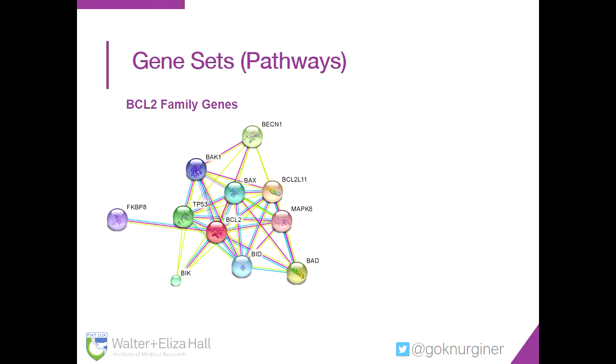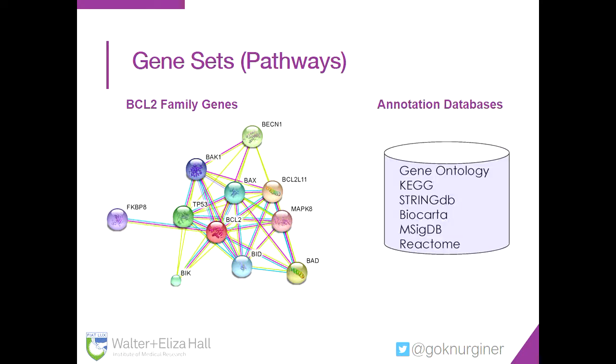So let's say BCL2, which is the center gene. People were just interested in that gene. But now the whole set of genes interacting with BCL2 are called the BCL family genes. So now we need to develop statistical models to analyze the whole set of genes instead of focusing on one gene. After the discovery of these interactions, many databases emerged. So Gene Ontology, KEGG database, and many others are some of the comprehensive databases that give us this information, the interactions between genes and the networks.